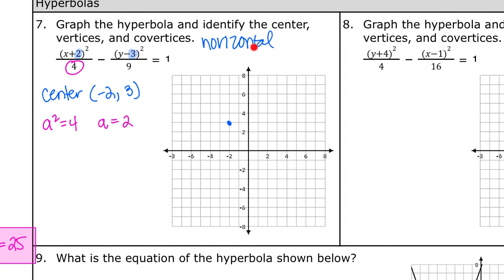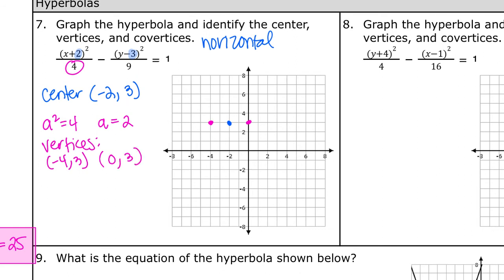We established that this one is horizontal, so starting from that center, we're going to go 2 to the left, 2 to the right. Those are the vertices. So it said to identify them. They ended up being at -4, 3 and at 0, 3.